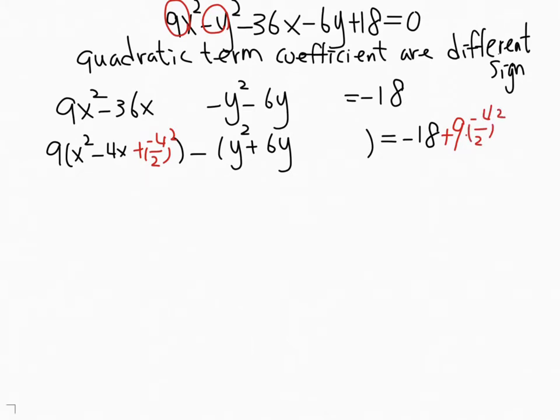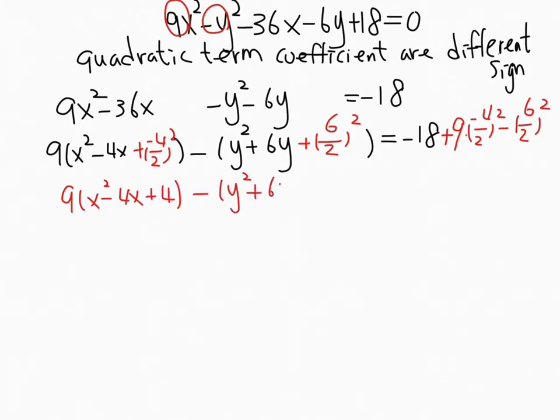For the y, I do the same thing. Take the linear term coefficient divided by 2, then square it. And again, it's inside the parentheses, so I will have to multiply by the -1. So now I have 9 times (x squared minus 4x plus 4) minus (y squared plus 6y plus 9) equals -18 plus 36 minus 9. So 9 times 4, I have 36. 6 divided by 2, that's 3.